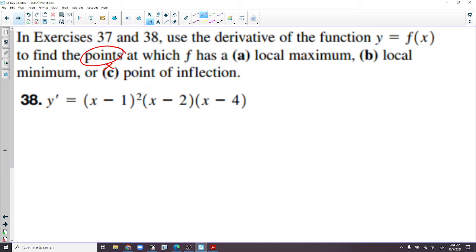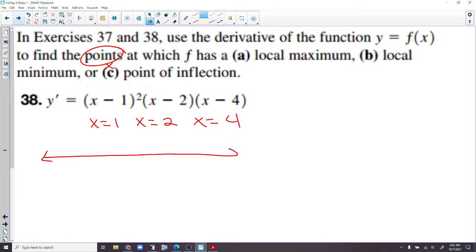So the local maximum, local minimums. Now this is a nice polynomial, so we only have minimums and maximums, and we only have points of inflection. We don't have anything crazy. We don't have horizontal asymptotes or jump discontinuities. That's why they're saying we can find these three for this one. So the possibilities are 1, 2, and 4.